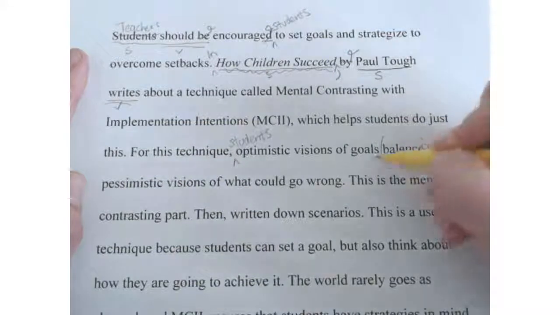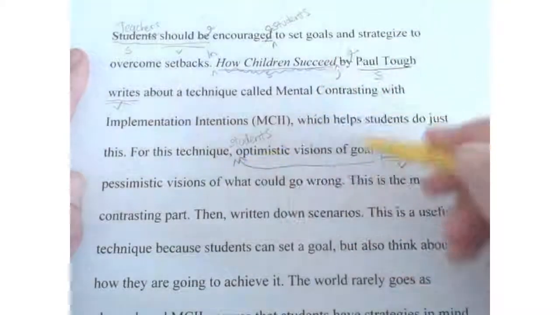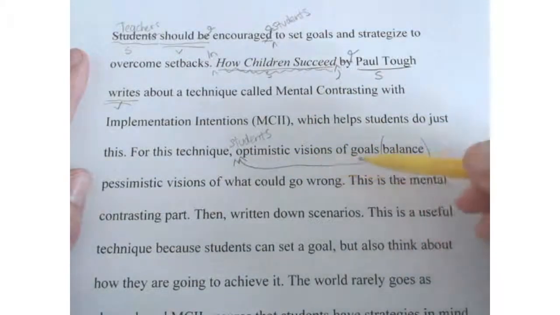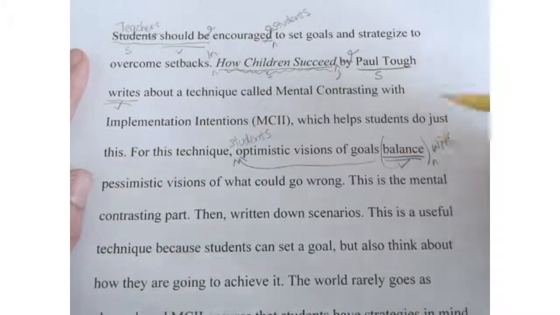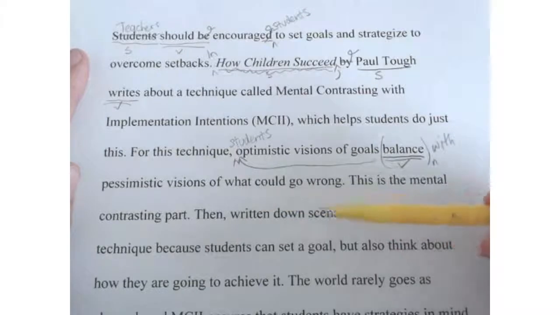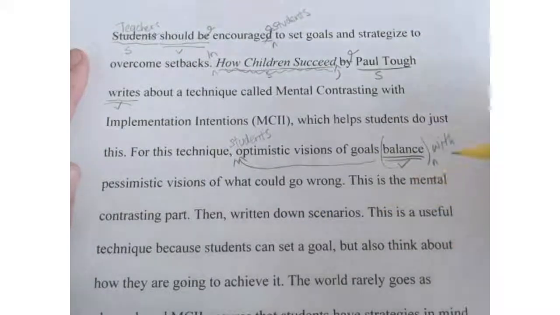Students balance optimistic visions of goals with pessimistic visions of what could go wrong. All right, you get the idea. I'm going to keep editing and I will post the final version in the module.